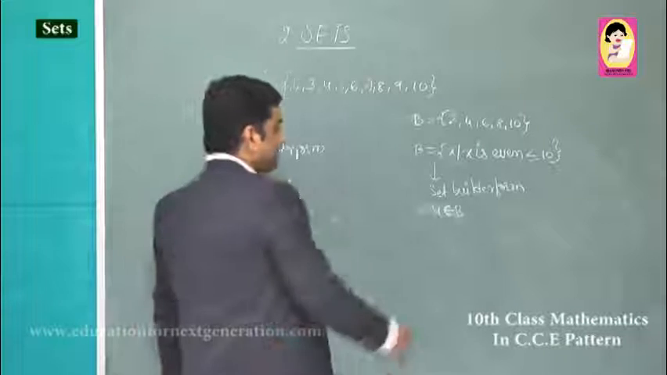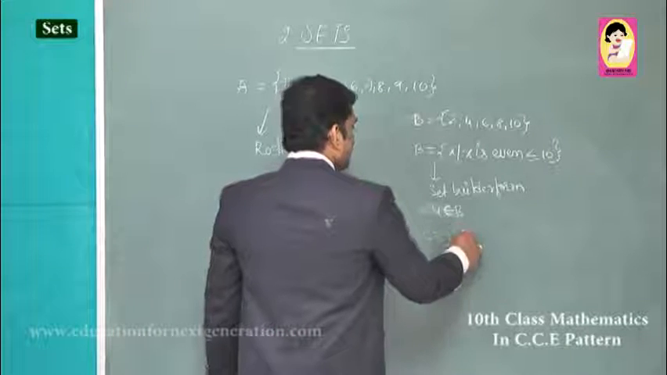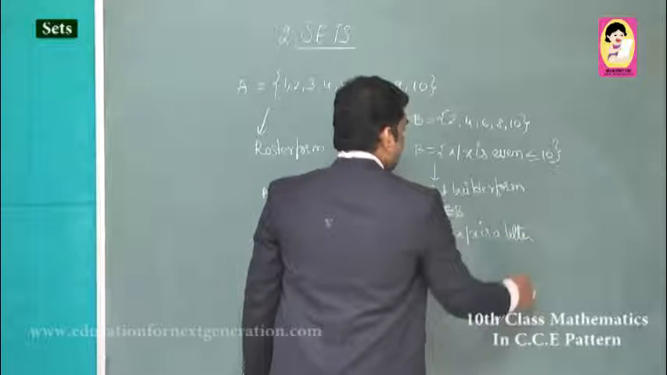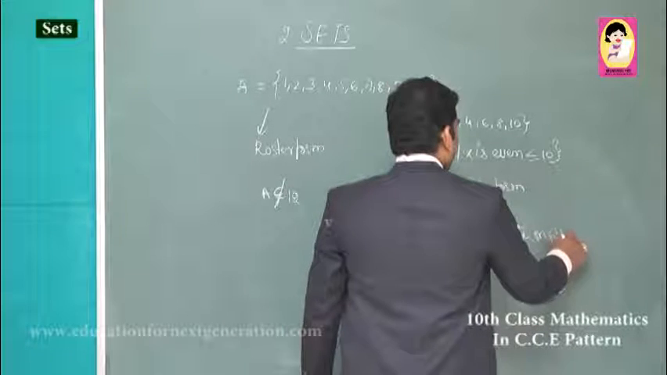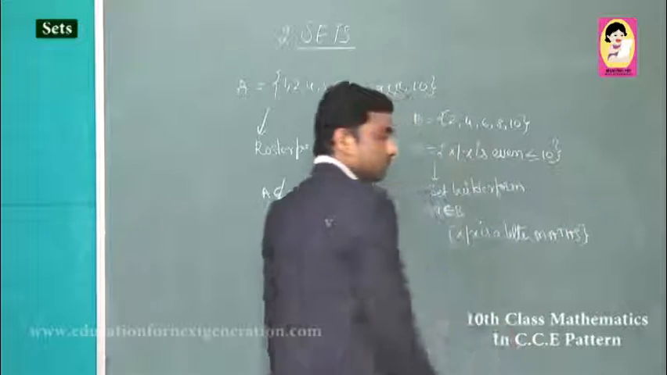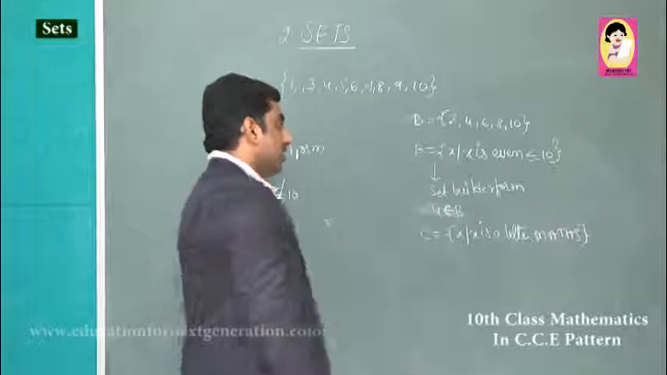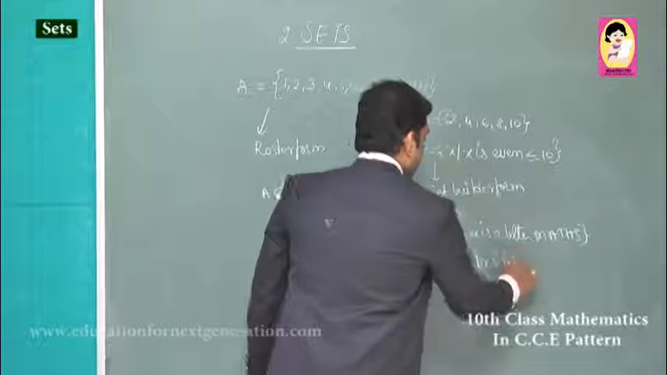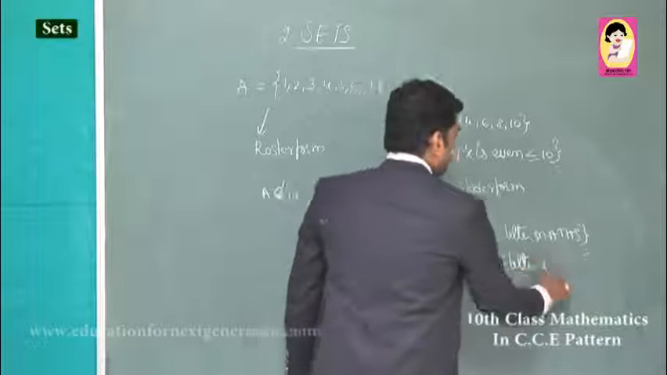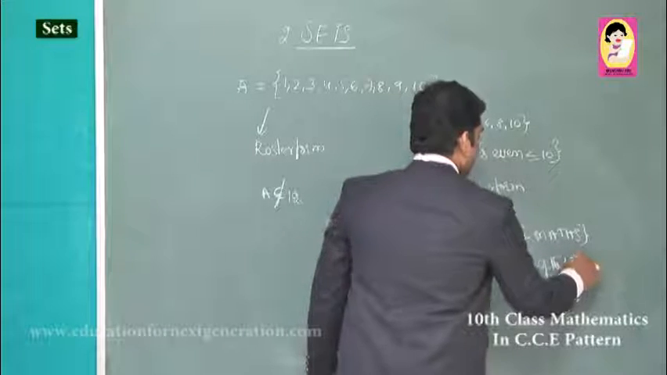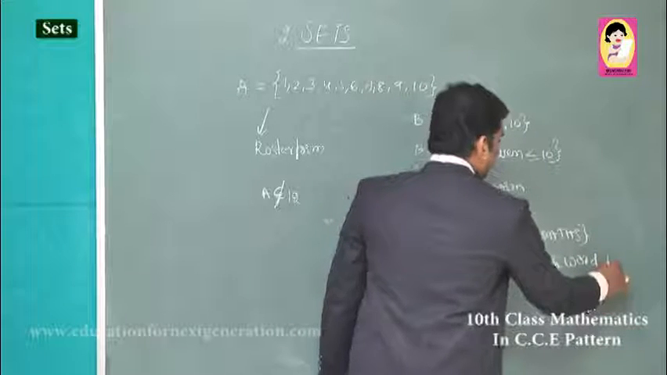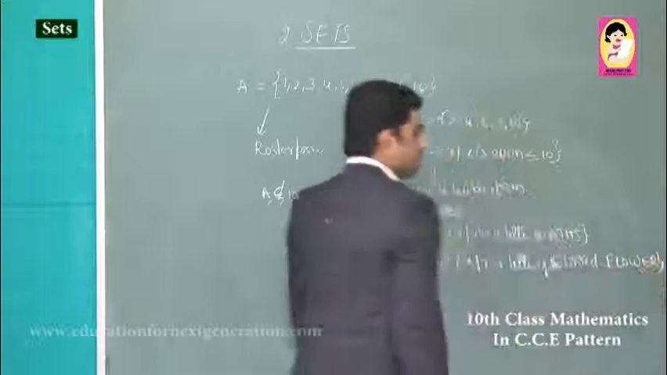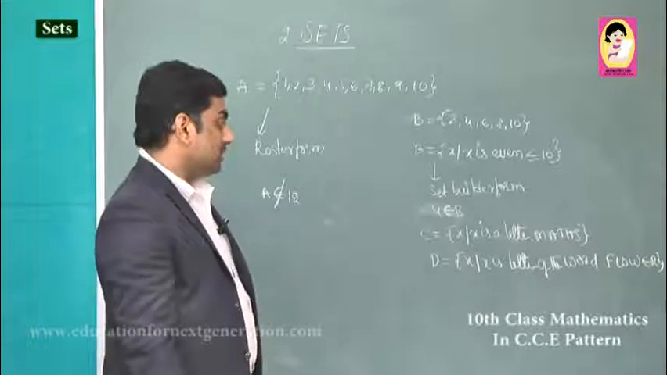Many examples we will write. C is equal to X such that X is a letter of the word MATHS, maths. Or D is equal to X such that X is a letter of the word flower. This is also one of the examples for set builder form.